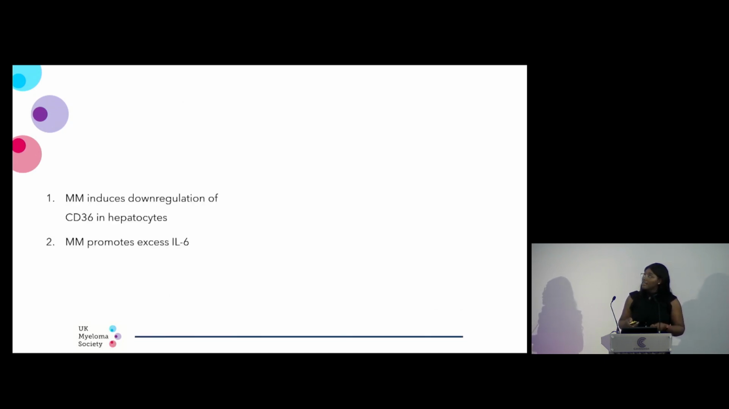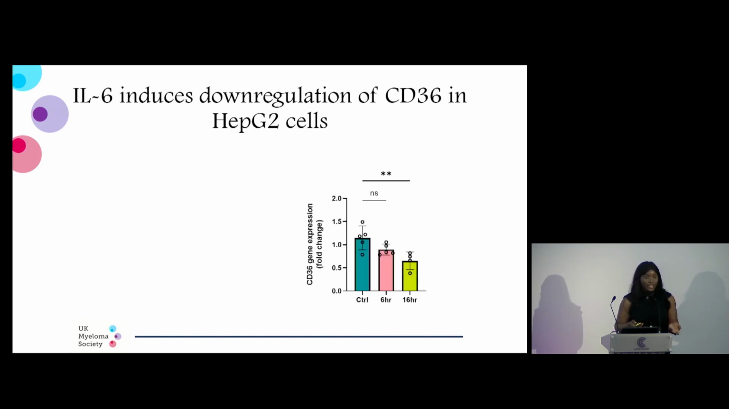So, to summarize at this point, multiple myeloma is inducing a downregulation of CD36 in hepatocytes, and it is also promoting excess interleukin-6. However, I wanted to understand if interleukin-6 could be responsible for the downregulation you're seeing in CD36 in hepatocytes. And so for this, I treated some media with interleukin-6, and I then placed this on some hepatocytes and measured the expression of CD36. And what you can see is the expression of CD36 is significantly lower in the hepatocytes that are treated with interleukin-6 media compared to control media.